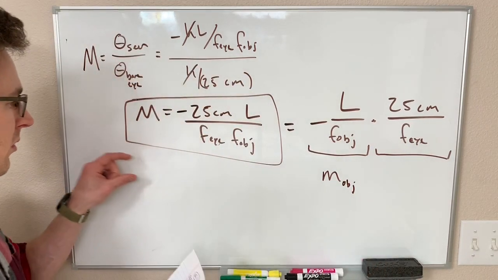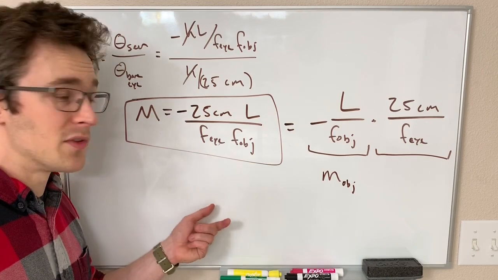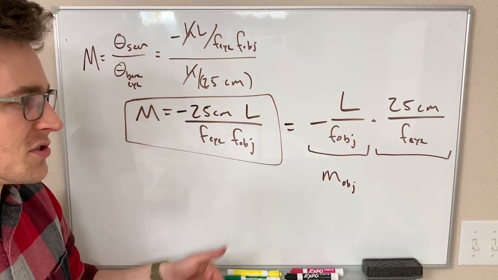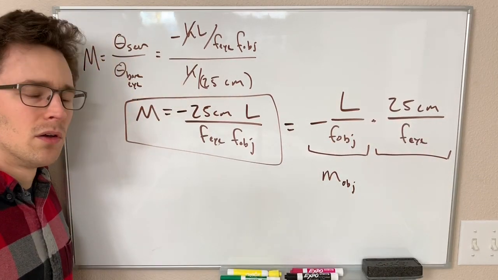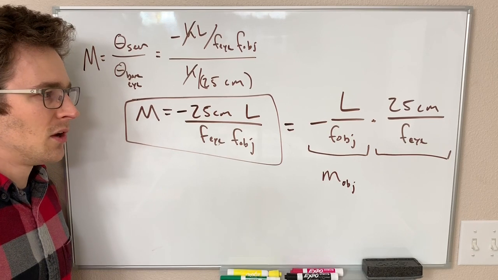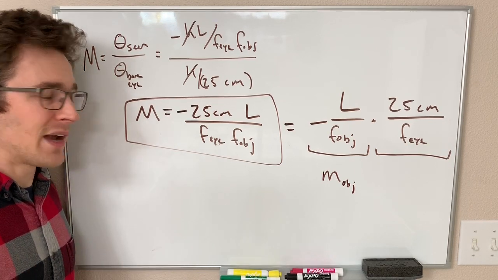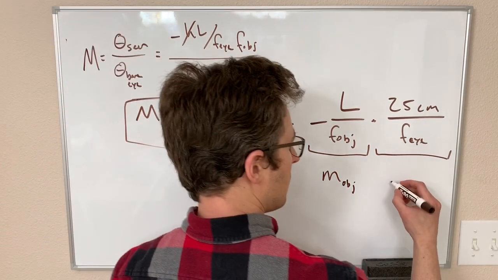So we start with an image of size h, and we end up with an image of size h prime that equals h times this. So this tells us how big the image is that we get. This, 25 centimeters over the focal length of the eyepiece lens, this should also look familiar. This is exactly our angular magnification for a magnifying glass.